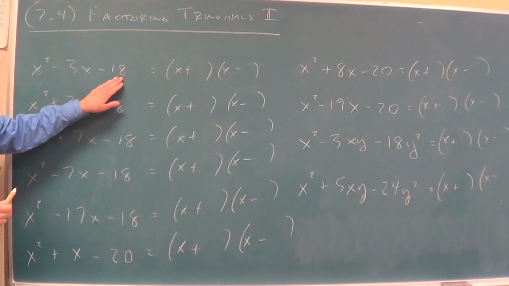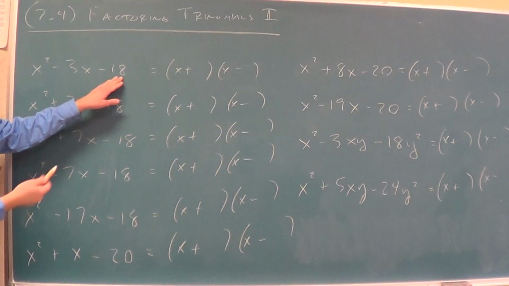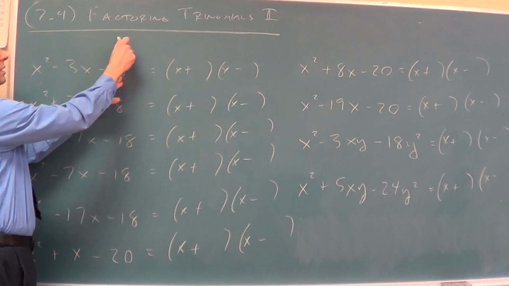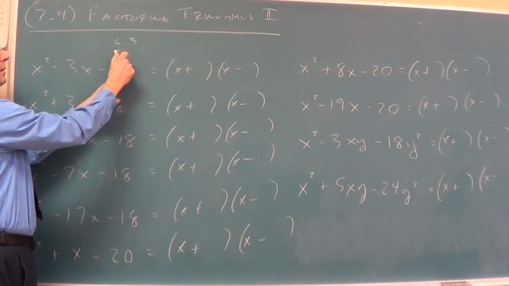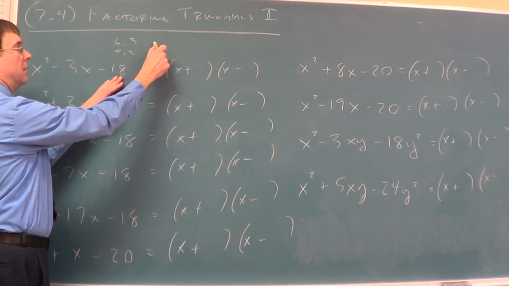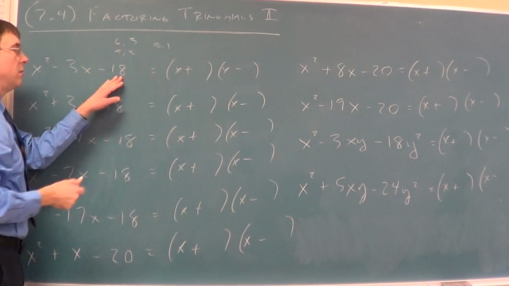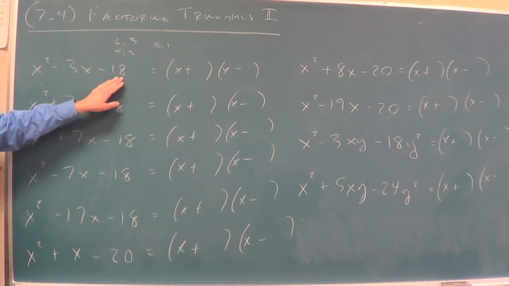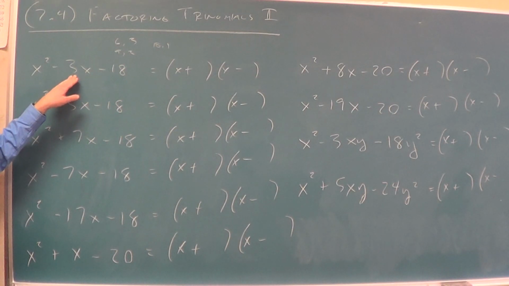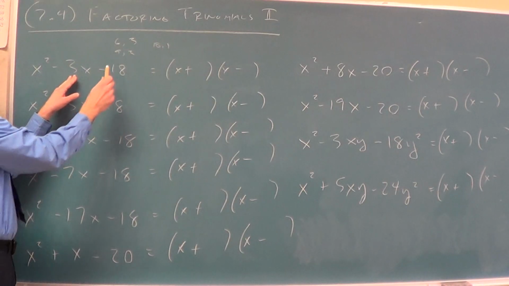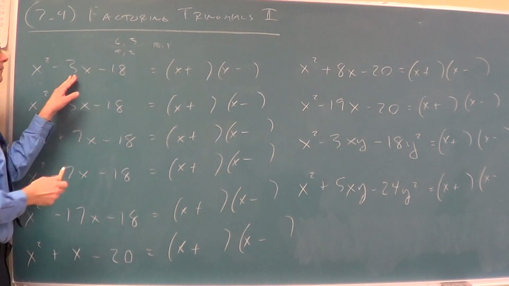So we need to think up what multiplies to make 18. 6 and 3 does that. 9 and 2 does that. 18 and 1 do that. So we think up those combinations that could multiply to make 18. Only one of those is going to subtract to make 3, which is 6 and 3.